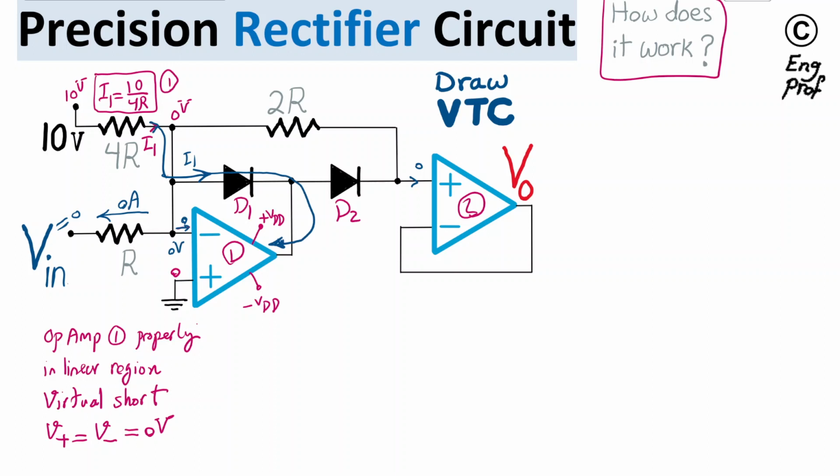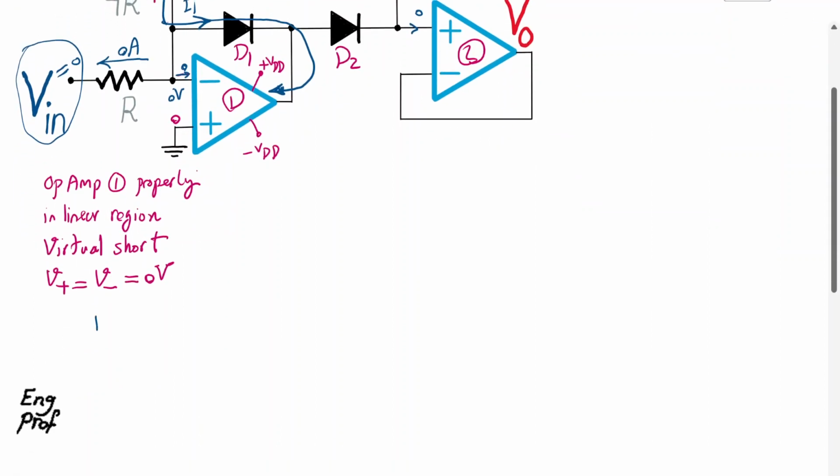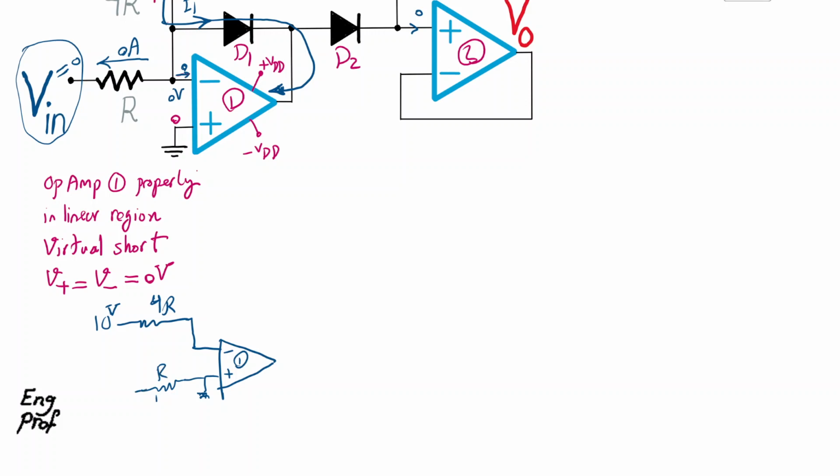Okay, so what happens is when Vin is zero, all the current I1 has to go through this diode D1, and the circuit looks like this. I'm going to show it here. So what we have then is a 10 volt going through 4R and then effectively coming here. This is op amp number 1, and this is the negative terminal and positive. Positive is grounded. And then the input doesn't matter, because effectively for this resistor R, we are saying Vin is zero. That's what we assume about Vin.